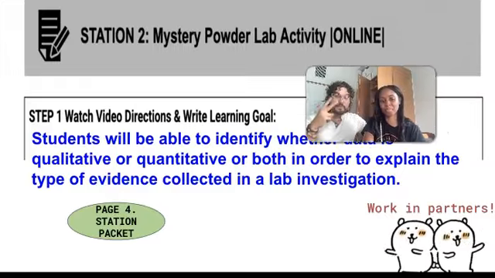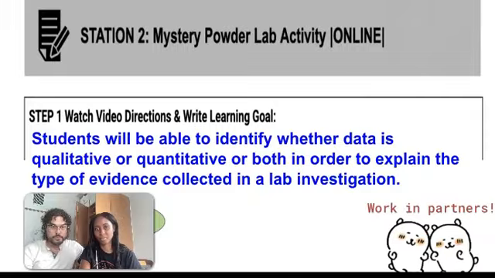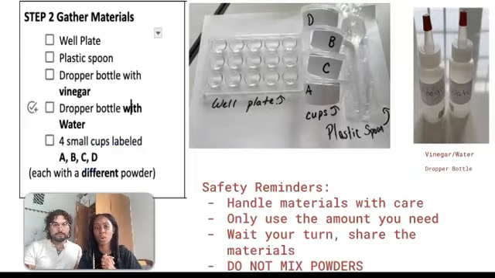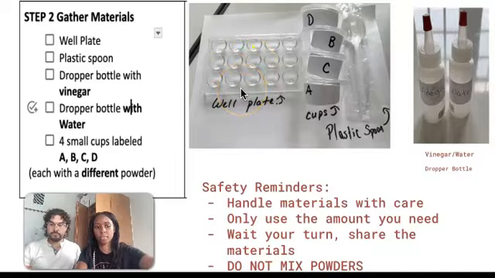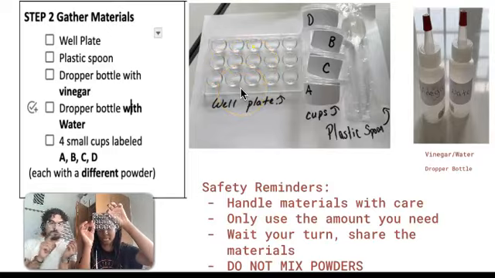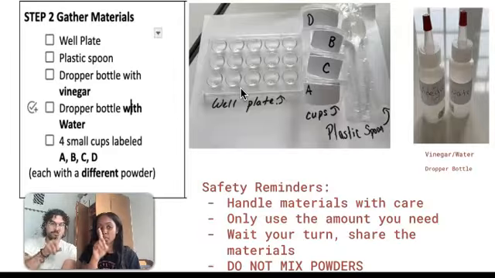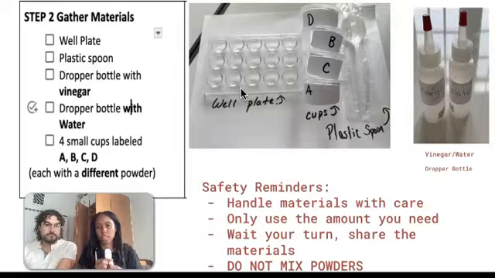So you'll be with a partner and copy down that learning goal. The next thing for you to do is you're going to gather all of your materials. So here we have made a lovely checklist for you, and let's go through the checklist. So the first thing you're going to need to gather is this well plate. You're going to need one per group. Then you're going to need to gather the plastic spoons.